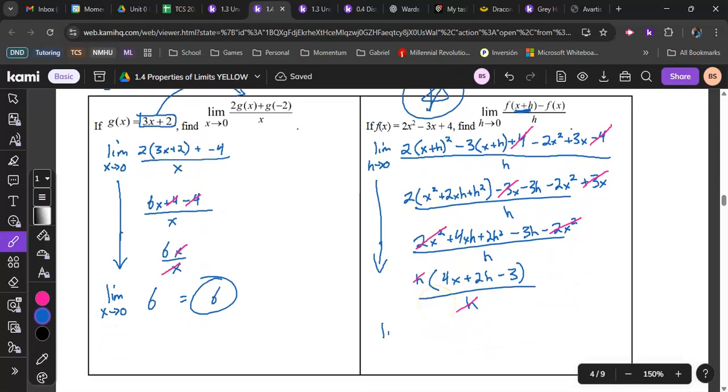So now I'm taking the limit as h approaches 0 of 4x plus 2h minus 3. Well, that's just going to mean that it's 4x minus 3. Okay? And this here, I know it's an equation, not a number. It's a very important equation. It's literally the equation of the slope of that quadratic.